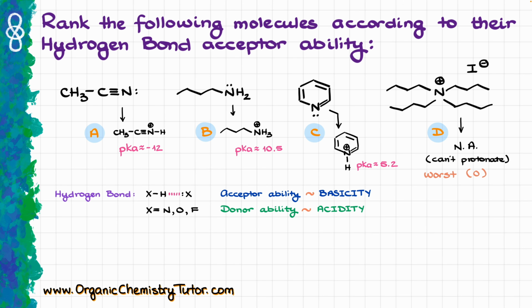Now, the most basic compound out of the leftover 3 ones is going to be molecule B. And I'll remind you here that the higher the pKa of the conjugate acid is, the less acidic the compound is going to be, and therefore the more basic the original molecule is. Remember, strong bases make weaker acids, so this one is going to be the best hydrogen bond acceptor among these 3 that we have left. And then, using the same logic, we can easily rank molecule C as the next one and molecule A as the last one here.